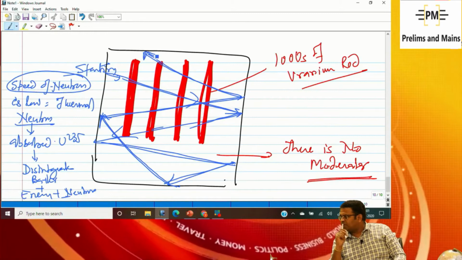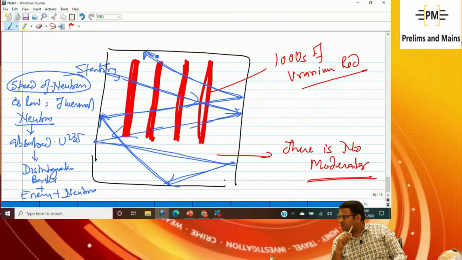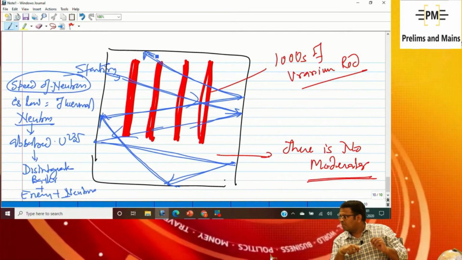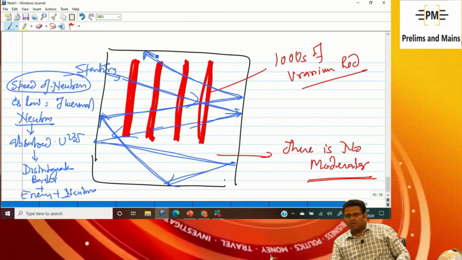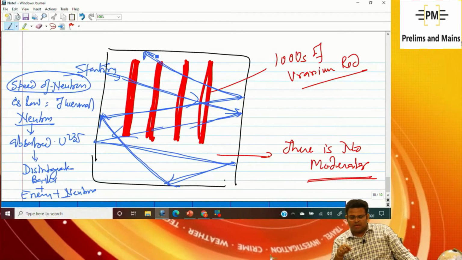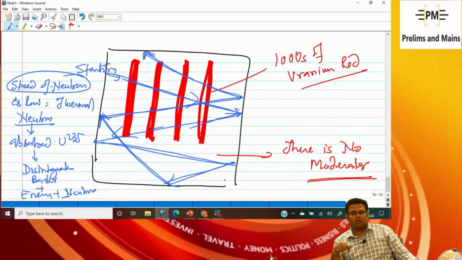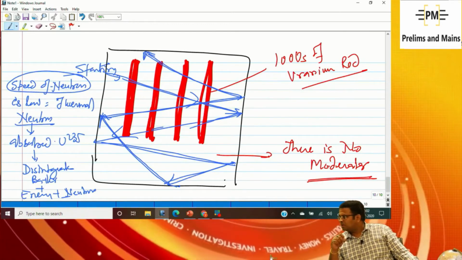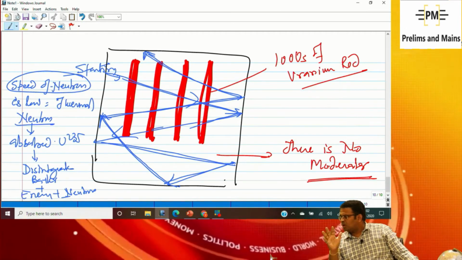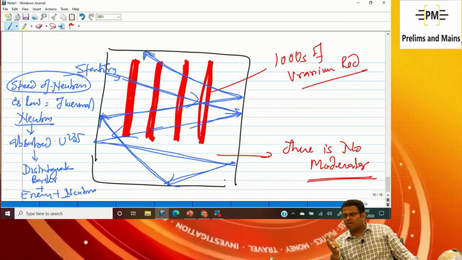One student has given the correct answer till now. Two students, three. Perhaps you are getting my point. I said this figure I have drawn in this chamber, and I have drawn some lines of neutron movement. No control rod, no control rod. The control rod will absorb the neutron.